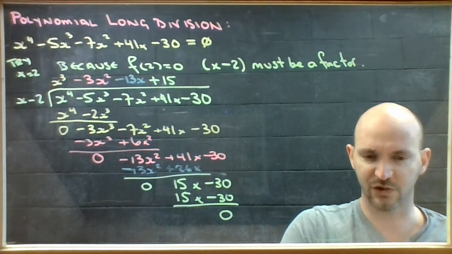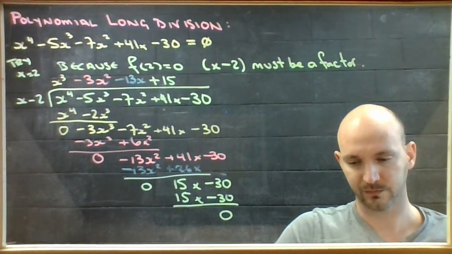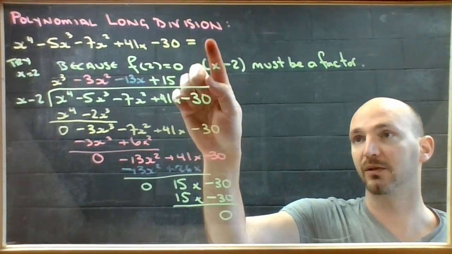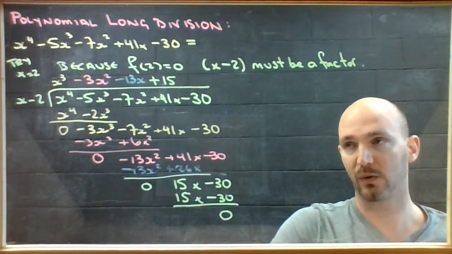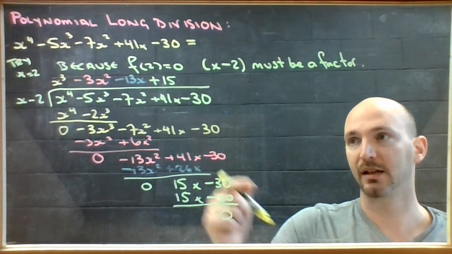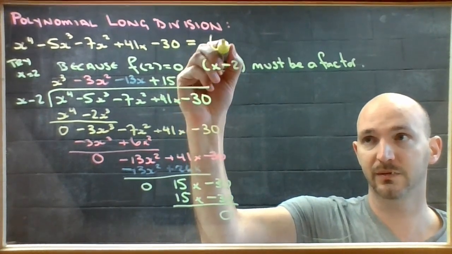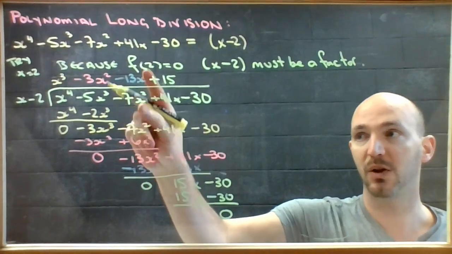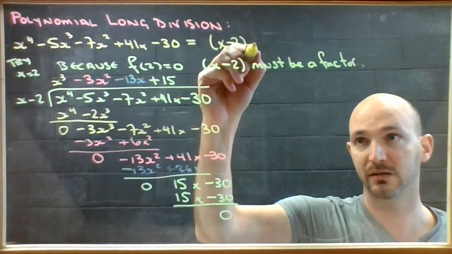So what I've just shown, I'll get rid of this 0 for a minute, is that this power 4 can be written as x minus 2 multiplied by this cubic.